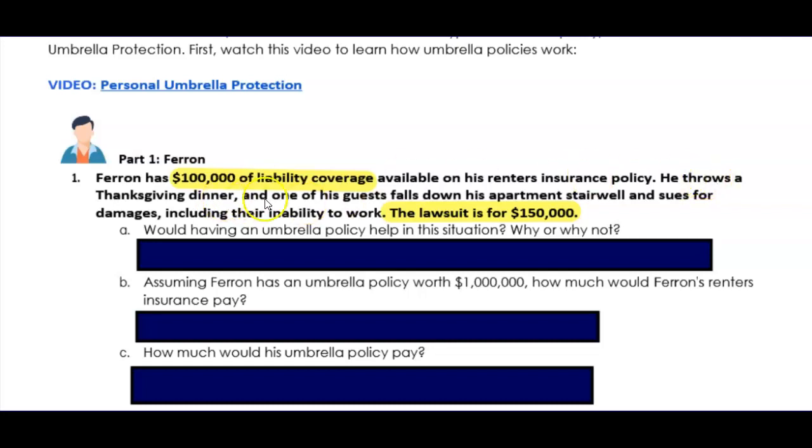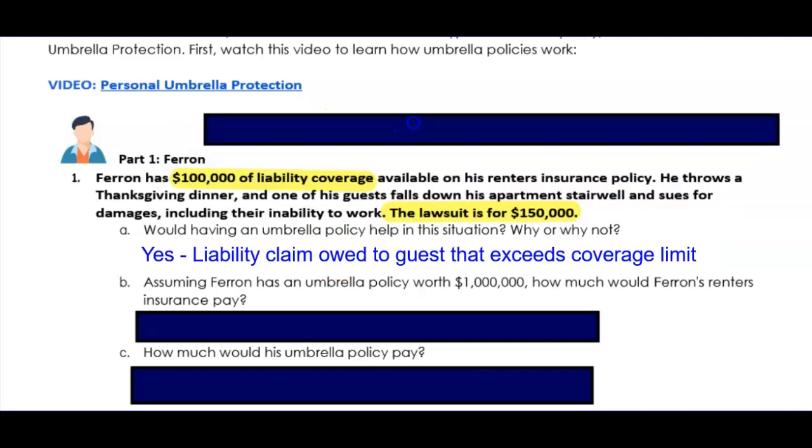So he throws a Thanksgiving dinner, one of his guests falls down the stairwell, sues for damages, including their inability to work. Lawsuit is for $150,000. Would having an umbrella policy help? So think about what the definition of umbrella policy is, which is what you just saw. Would this kick in here? Would it be worth having? So make an answer and then I'll reveal.